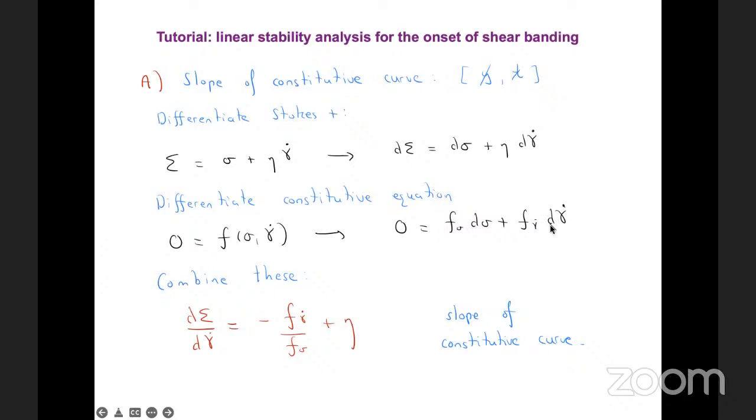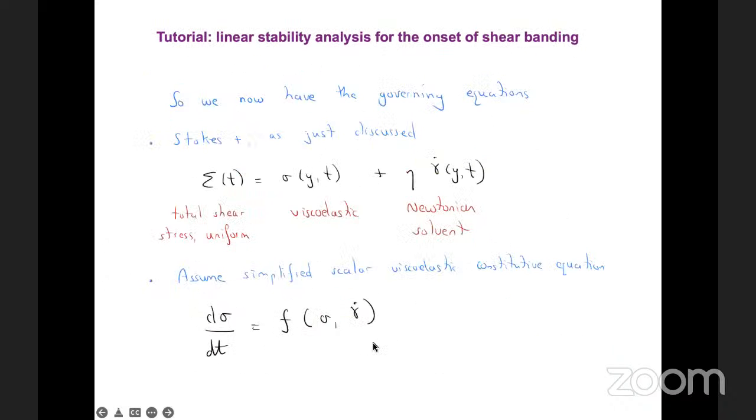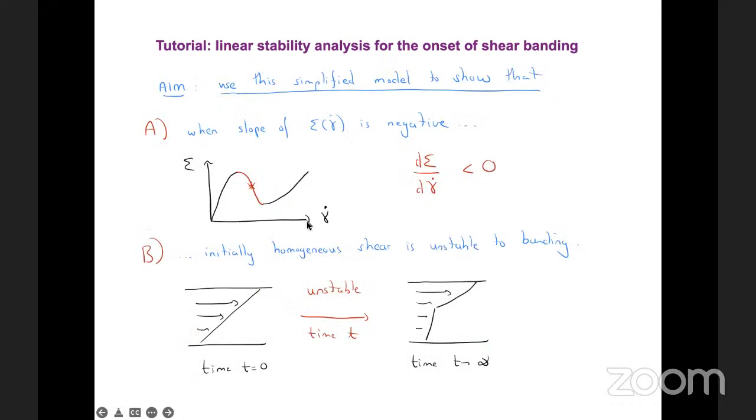Now, if we combine these, we get that d sigma by d gamma dot is, we just get eta from this term, and then from this term, we get minus f subscript gamma dot over f subscript sigma. So this is a general expression for the slope of the constitutive curve, expressed in terms of the partial derivatives, with respect to its two arguments, of this function that specifies the constitutive dynamics of the viscoelastic stress. So we've looked at the first thing, the slope of the constitutive curve.